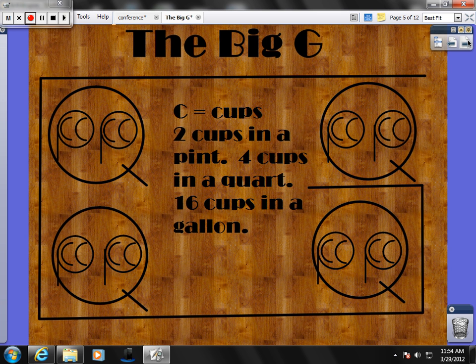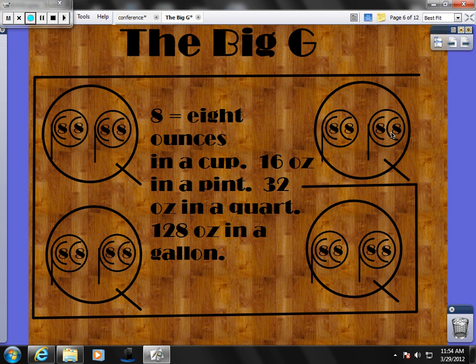And then what we're looking at is inside each cup there are 8 ounces. That's what the letter 8 means. So in every cup you have 8 ounces, which means there are 16 ounces in a pint and 32 ounces in a quart. Now we're getting 16 in a pint because there are 2 cups in a pint. And inside each of those cups is an 8 ounce, so 2 times 8 is 16. There are 2 pints in a quart. 2 times 16 is 32. 32 ounces in a quart.